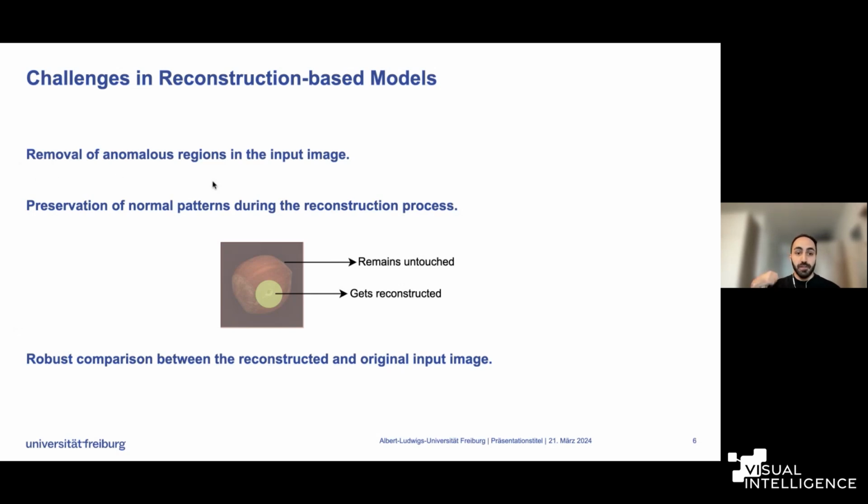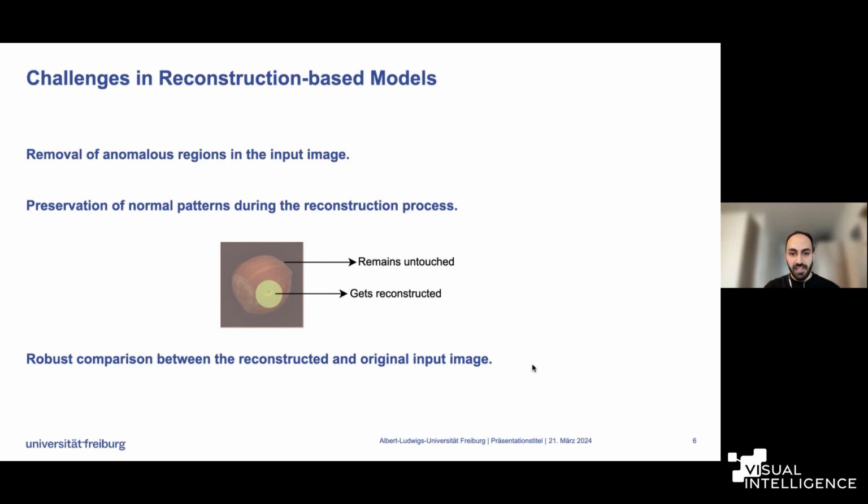The first one is that we want to remove the anomalous region in the input image, which is this part. This part should be removed completely and be reconstructed in a normal way. At the same time, we also want to preserve the normal pattern during reconstruction, because if we do not reconstruct the normal pattern and there is also a deviation in the normal pattern, then this deviation, based on the definition of anomaly, should also be considered an anomaly and out of distribution, which is not our aim here. The third challenge is that once we have the reconstruction, we also want to make a robust and fair comparison between the reconstruction and the original input image.